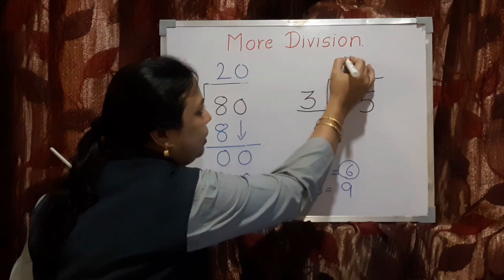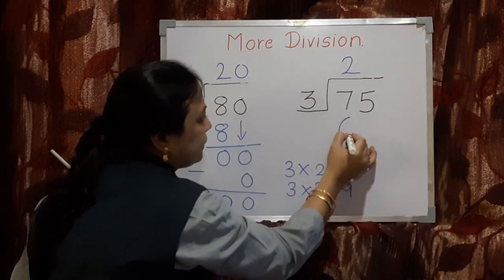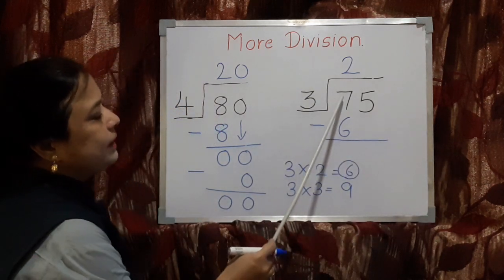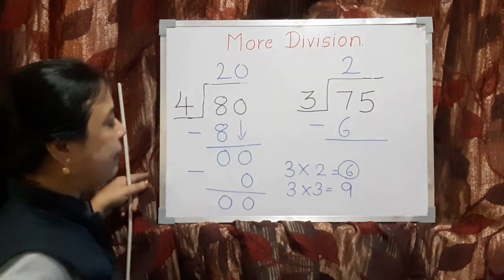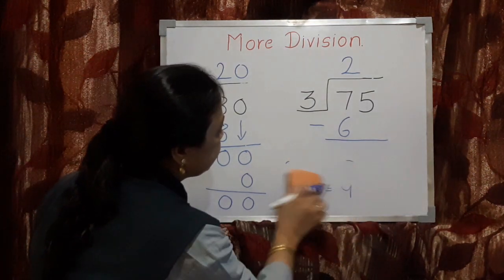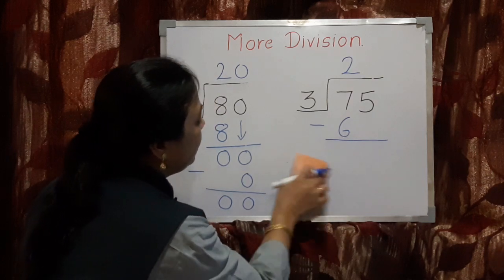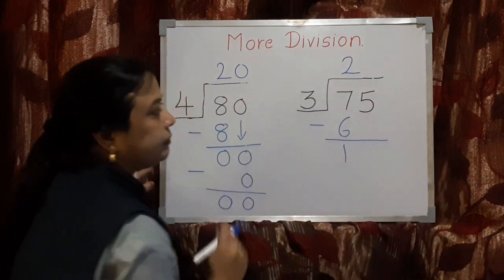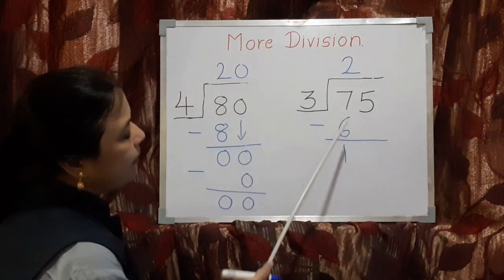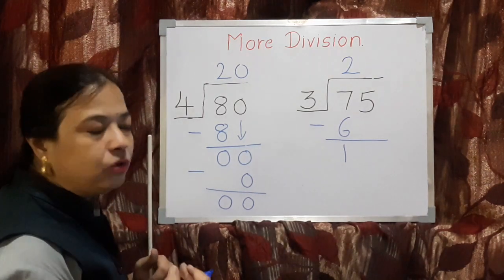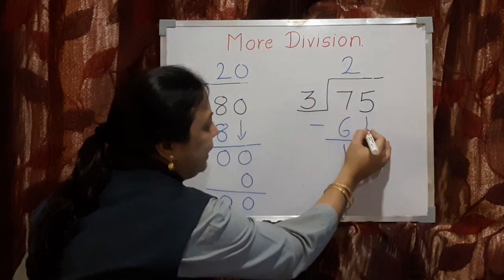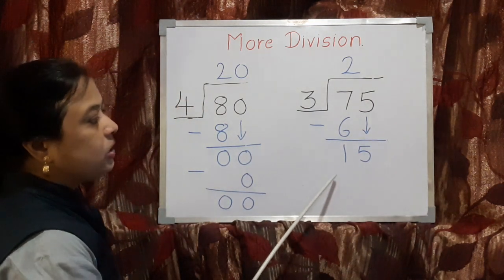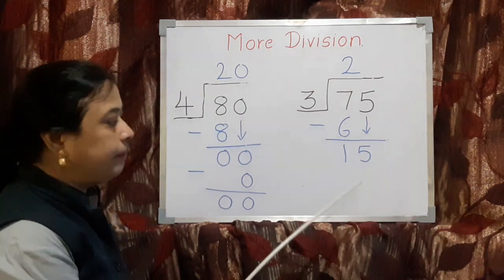Okay, so what we will take, 3 twos are 6. So here I will write down 3 twos are 6. Then I will subtract over here. 7 minus 6 is 1. When we subtract this, our answer is 1. Now, according to our step, we will bring down this 5 in the second step. This way. So now our number becomes 15, right?